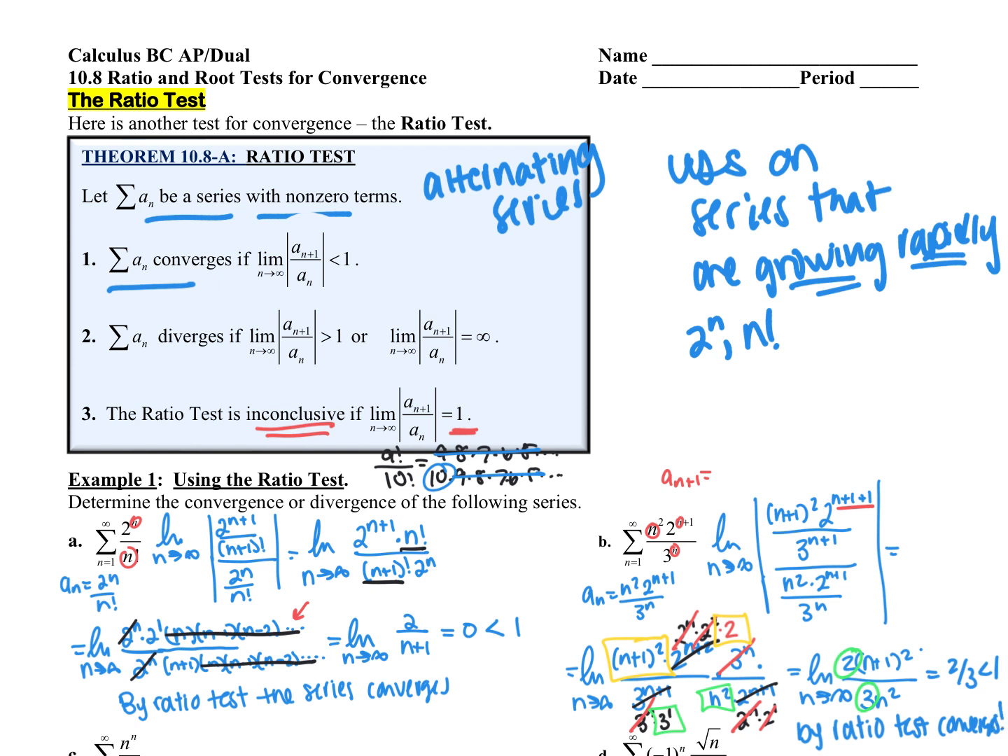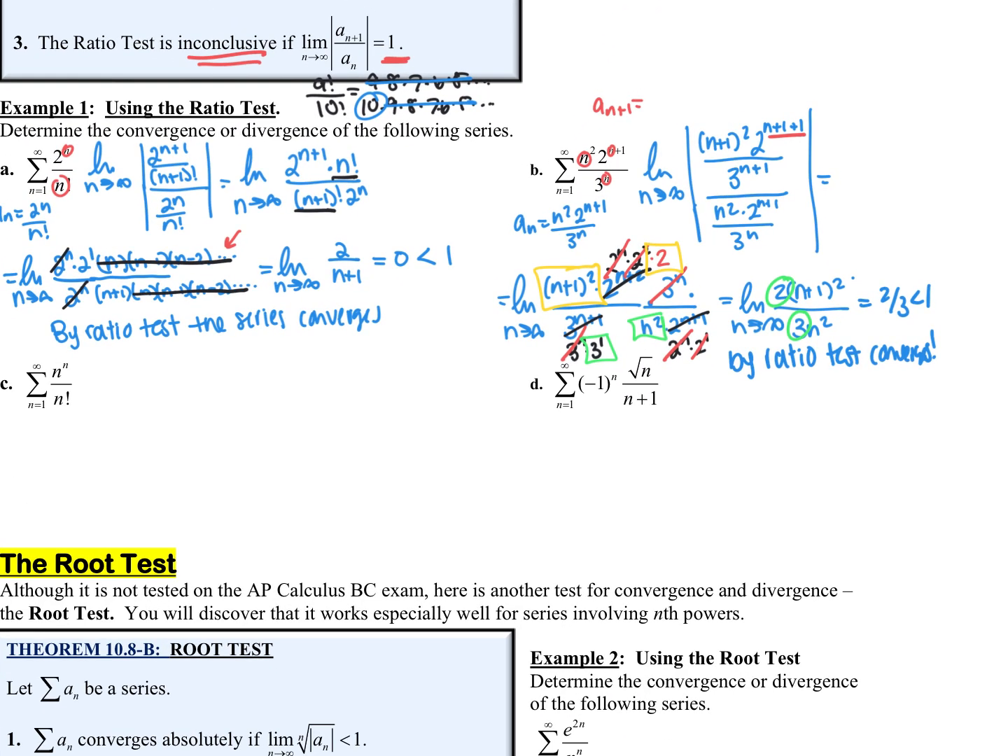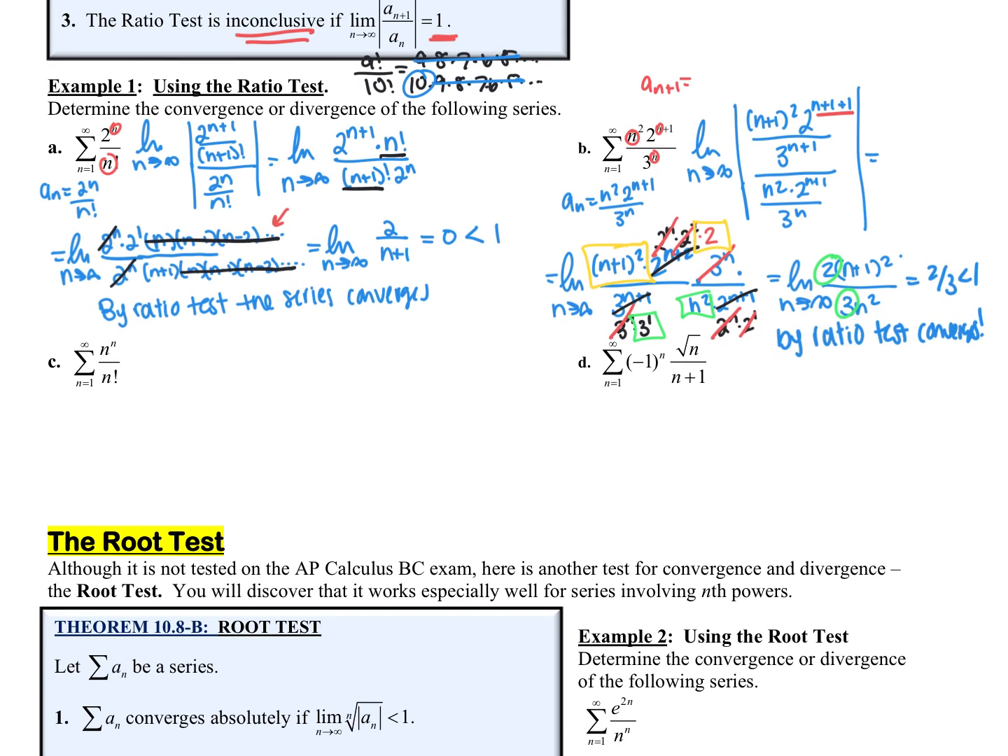All right, let's do 2 more examples here. So again, we see stuff growing really, really fast. This one's growing super fast because it's n to the nth power, a super fast growing exponential function. And so we'll use the ratio test. Anytime you see factorials, usually the ratio test is a good idea.